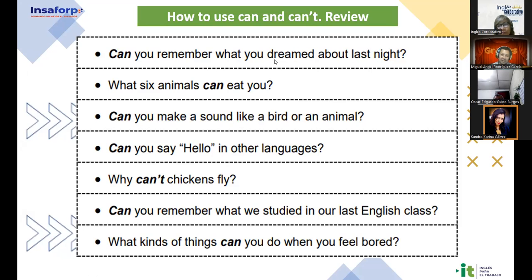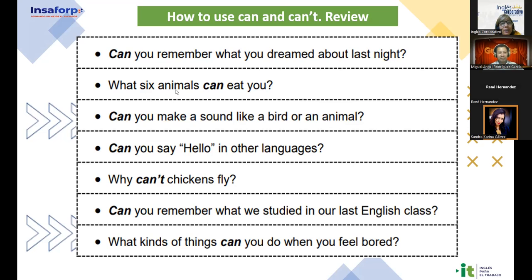Dream. What is the pronunciation, Oscar? Dreaming. What is the pronunciation, Sandra? Dream. Exactly, like Sandra. Dream, with a D, right? You don't pronounce the ED, guys. Remember, if you forgot the rules of pronunciation, please practice. Dreamed. Can you remember what you dreamed about last night?